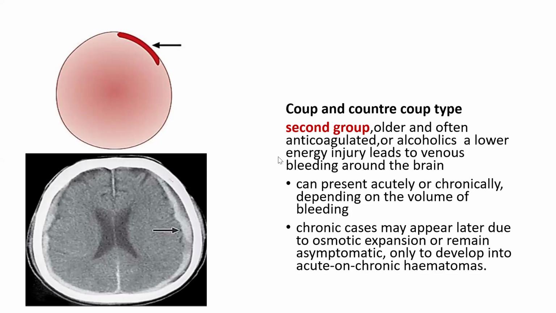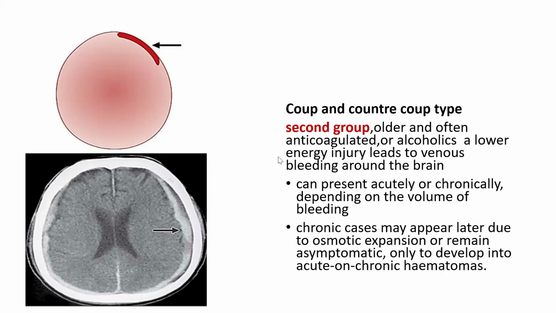So that was the first group of the image, and this one, they are bilateral, meaning maybe there was an impact on one side, and then the brain shook in that skull, and then it injured the other side also. The so-called coup and counter coup type of subdural hematoma.